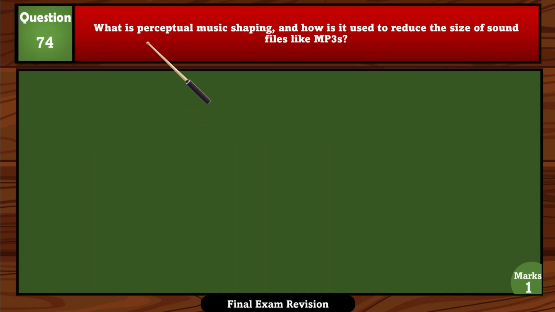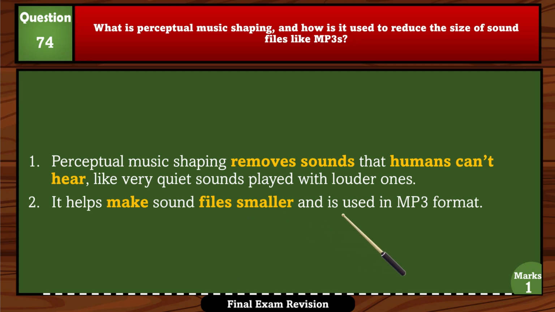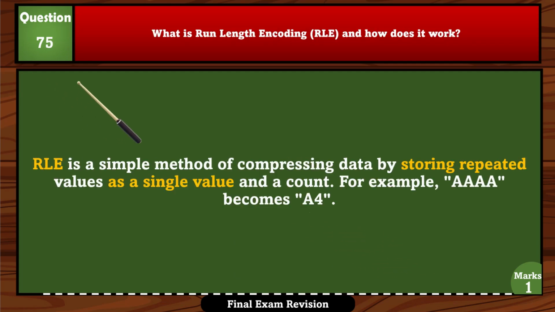Question 74. What is perceptual music shaping and how is it used to reduce the file size of sound files like MP3s? Perceptual music shaping removes sounds that humans can't hear, like very quiet sounds playing with the louder ones. It helps make sound files smaller and is used in MP3 formats. Question 75. What is run length encoding, RLE, and how does it work? RLE is a simple method of compressing data by storing repeated values as a single value and a count. For example, 4 times A becomes A4.